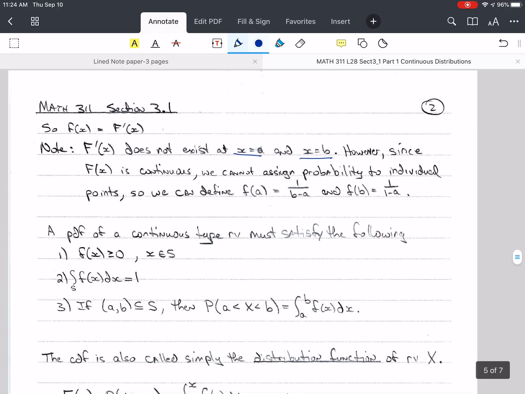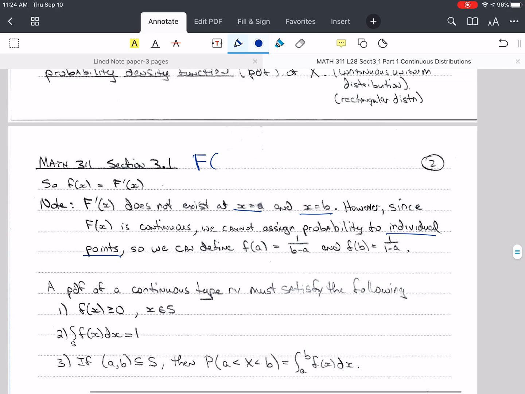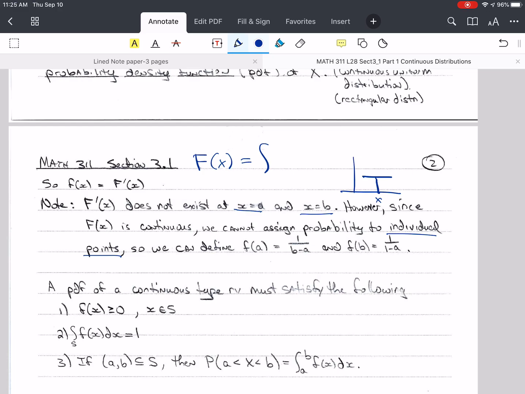But since X is continuous, it turns out we can't assign probability to individual points. Well, why not? If we look at this definition, if I draw the picture of the PDF and I want just the area at a point, well, let me call it a, then the integral from a to a of f of x dx is equal to F of a minus F of a, which is going to equal 0. Okay? There is no area.